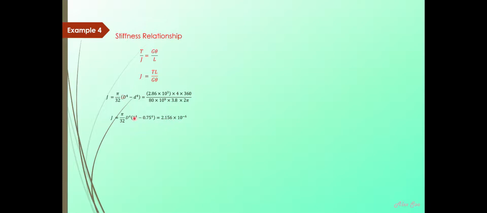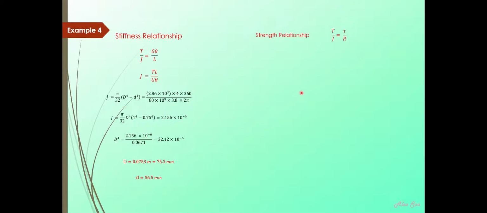And why does this become 1 and 0.75? Remember the ratio that we have got: the external diameter is 4/3 of the internal diameter. So you have this, and then from here you will be able to find the external diameter is 75.3 mm. That's based on the stiffness relationship. And the internal diameter is 56.5 mm for the stiffness relationship.